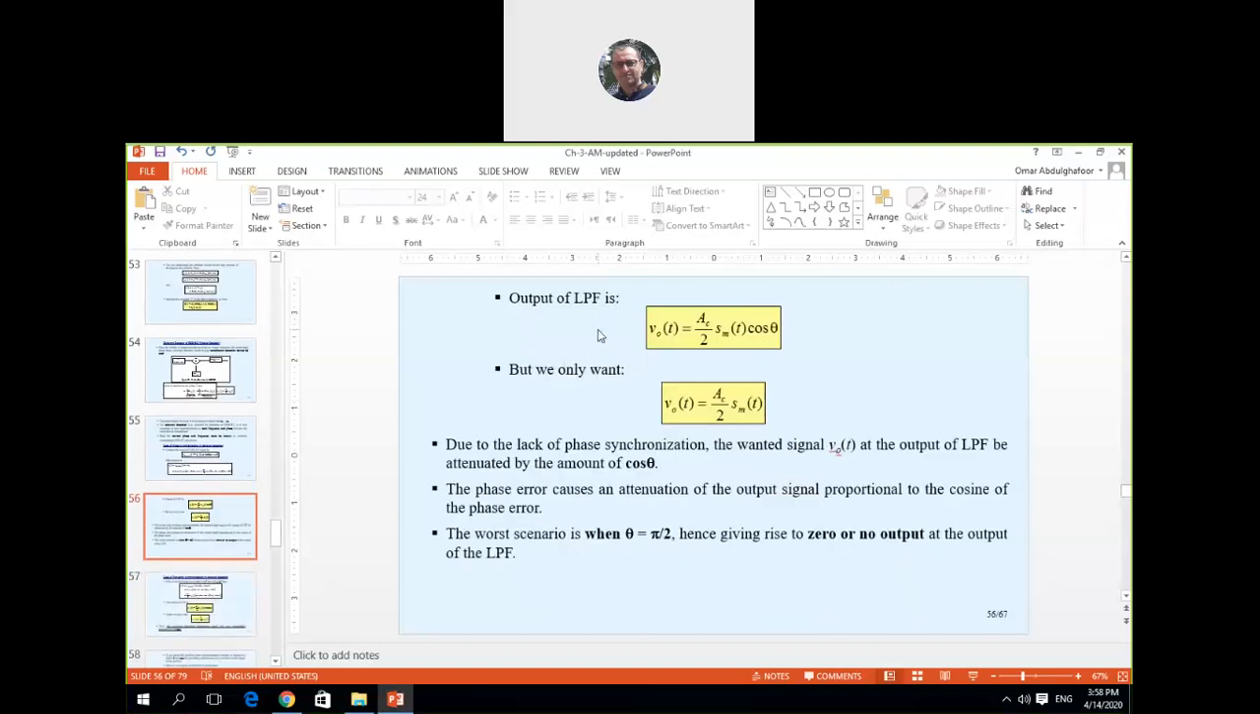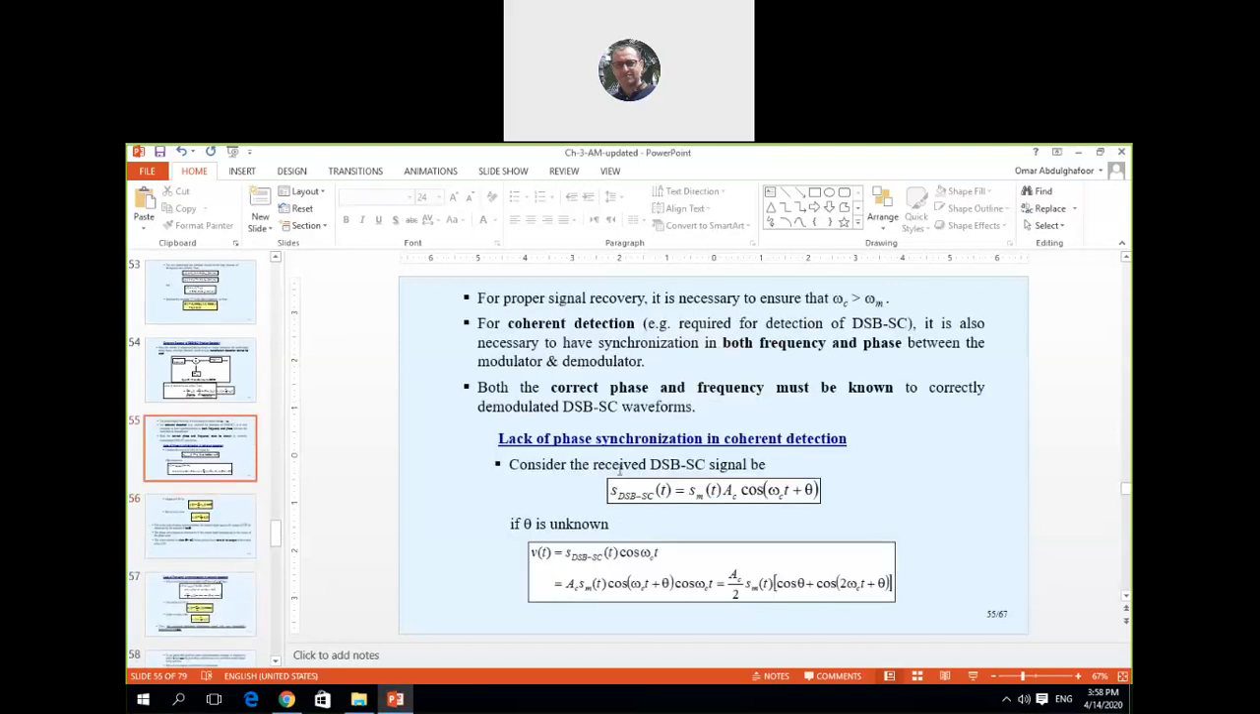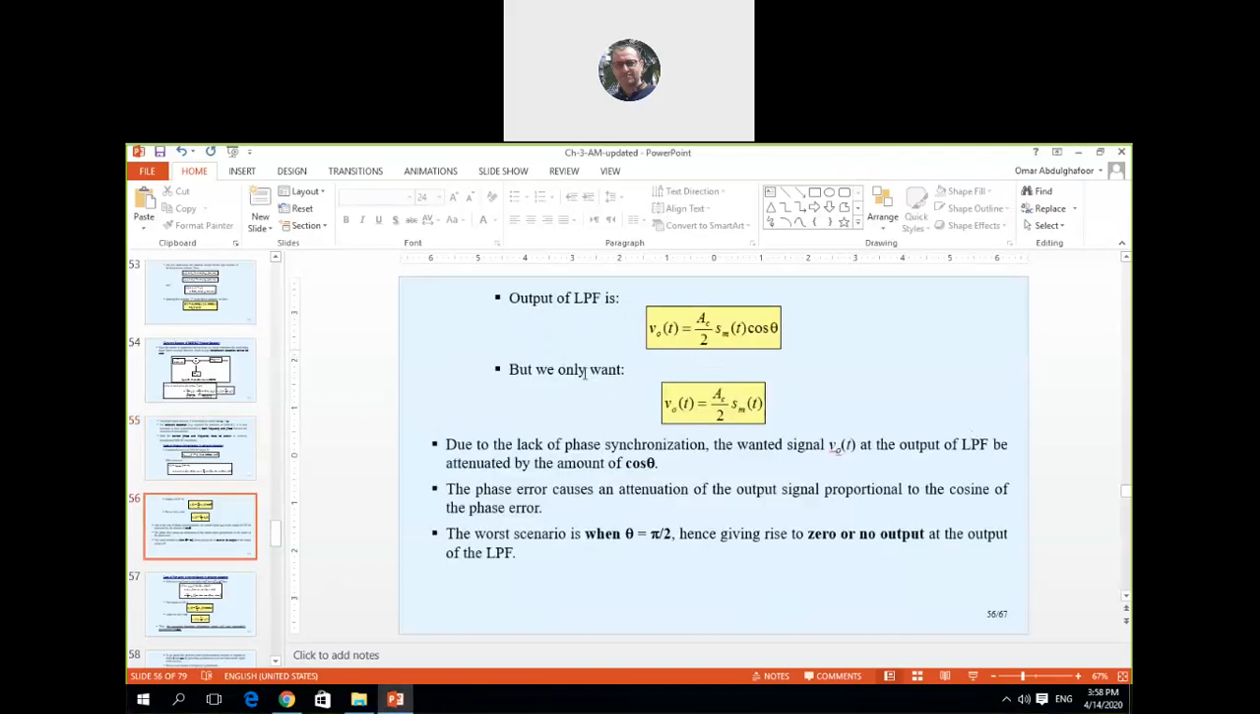Okay, then what will happen after that? The output of the low pass filter definitely will remove this one, which is the high frequency, 2 omega sub C. The output from the low pass filter will be only this one. This is the output after the low pass filter stage, and we want only this one. We don't want this one.